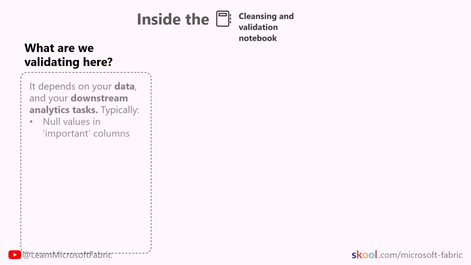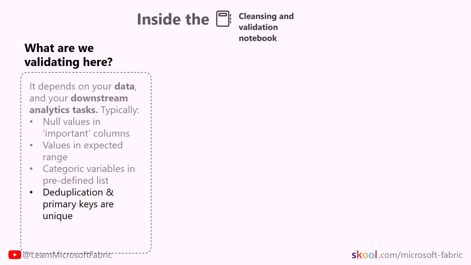But typically some things that you might want to check here, as we mentioned previously, are that there are no null values in what I'd call important columns. And this is again based on your domain and your data sets. Checking that values are in expected ranges is an example of what you might do at this stage. Checking that categoric variables are in some predefined list, and also that data sets that need to be deduplicated have been, and that primary keys are unique.